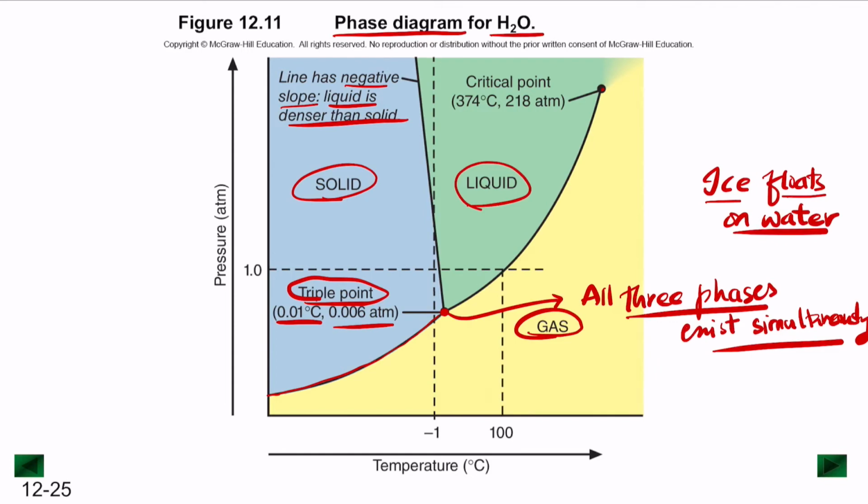Another point to remember is the critical point. The critical point is the point where it stops being a liquid and becomes a gas. Once you cross that point, there is no coming back. The phase is completely gaseous. For water, that point is 374 degrees centigrade and 218 atmospheres.